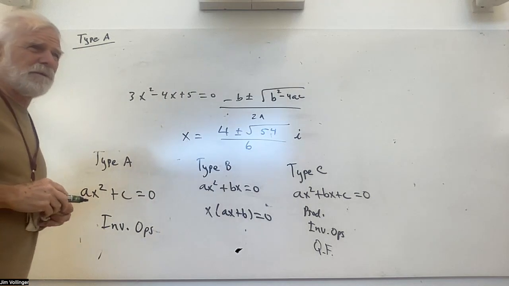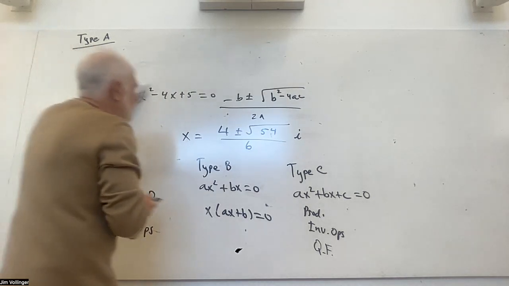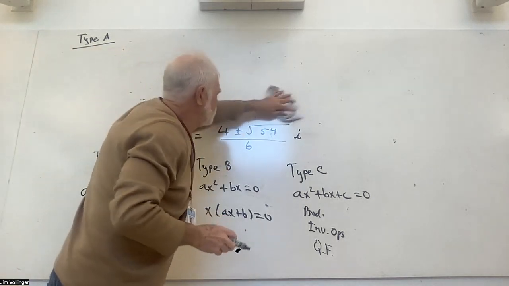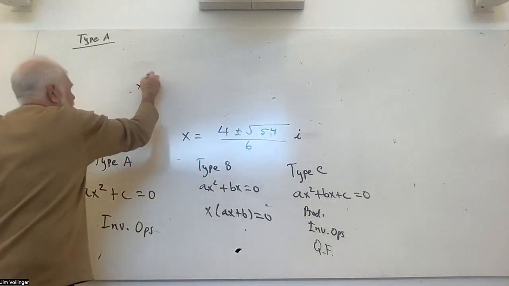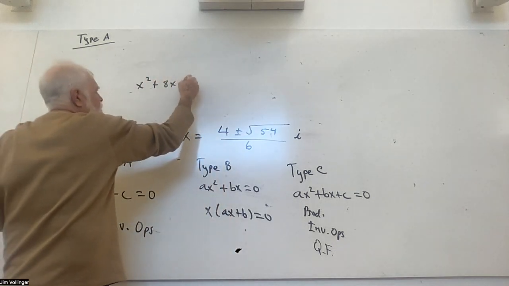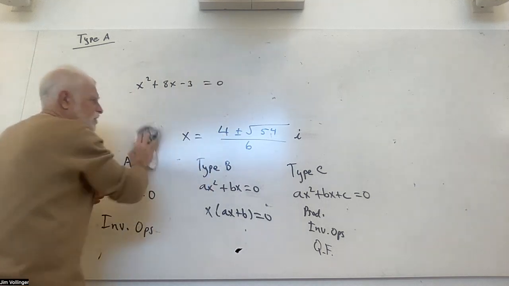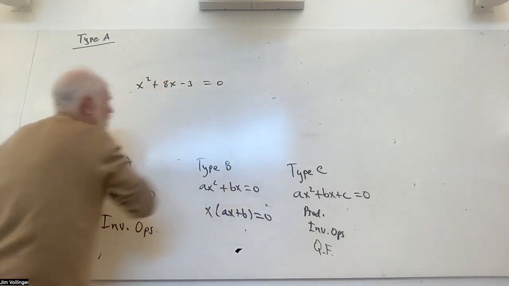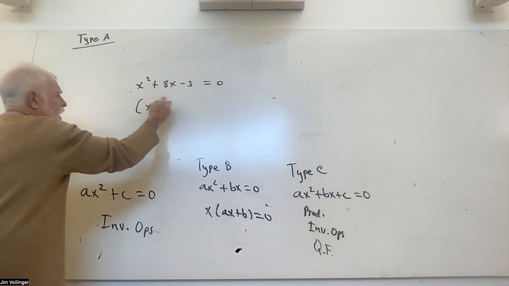Let's see what else we got over there. x squared plus 8x minus 3. I mean, this is just too simple. This is too simple to not use completing the square, which is good practice for you, putting it in graphing form. So we cut in half.